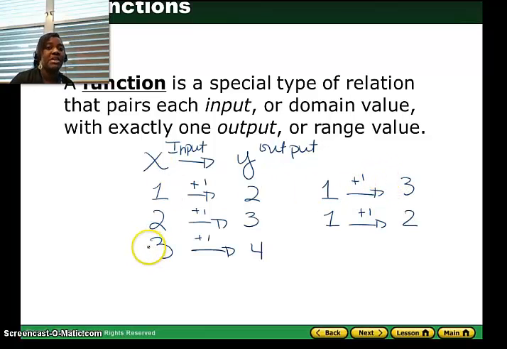Whenever the x repeats, that will not be a function, because there's no way for me to plug in on a calculator 1 plus 1 and get 3, and then do it again, 1 plus 1 and get 2. So this will not be a function. A function is every x, every input, everything that I put in, I get exactly one output.